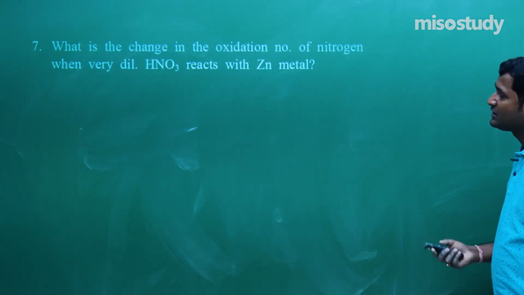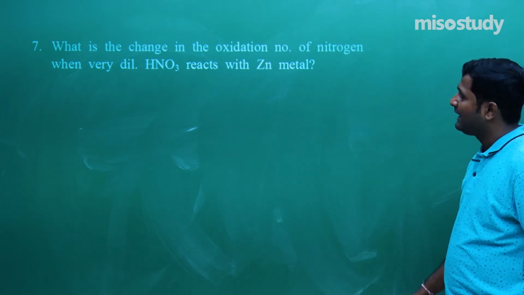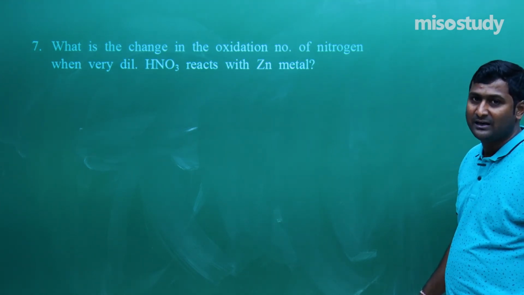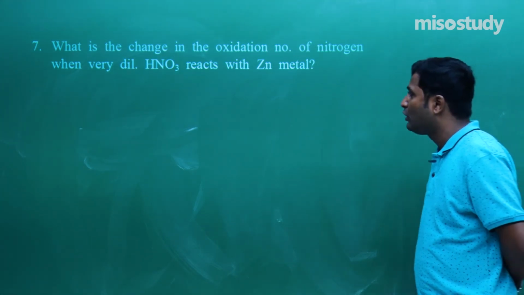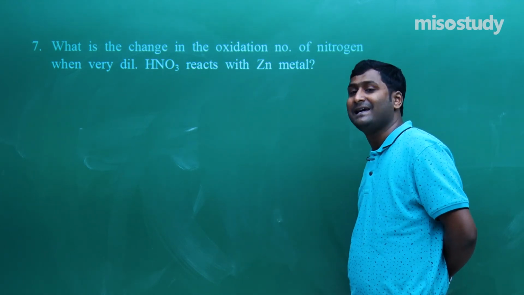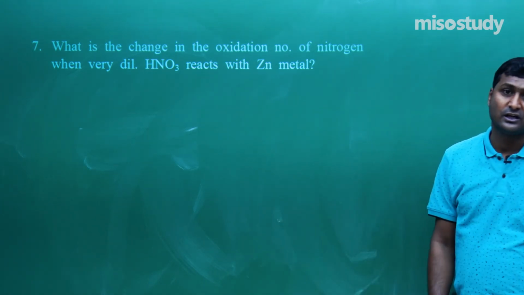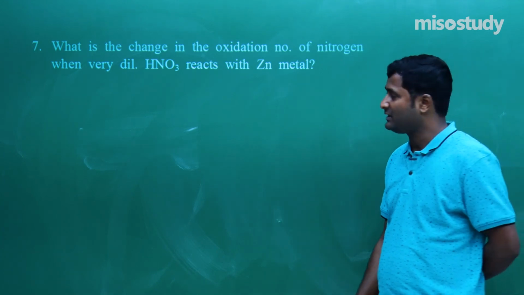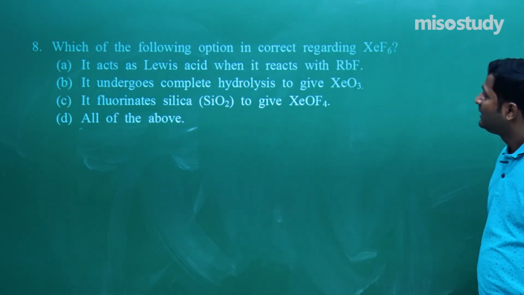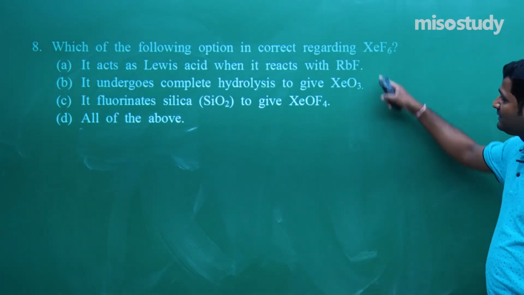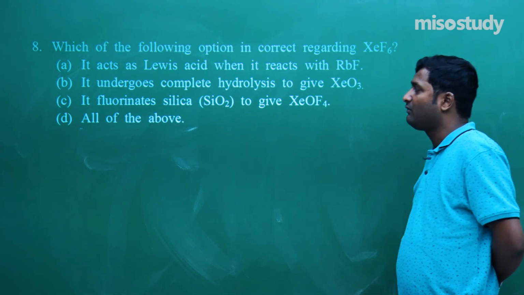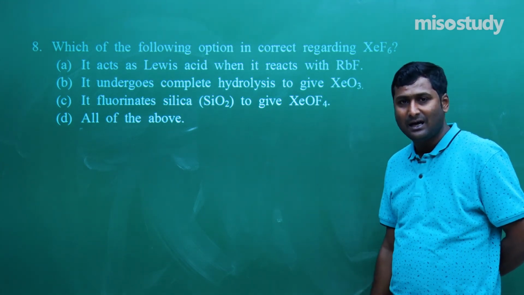What is the change in oxidation state? In presence of dilute HNO3, when it reacts with Zn, it gives N2O. So the overall change in oxidation state is 8. Not 4, it is 4 into 2, which is 8. Now for question number 7, that is XeF6. This one is correct, this one also correct, all. For question number 8, D is the correct option.